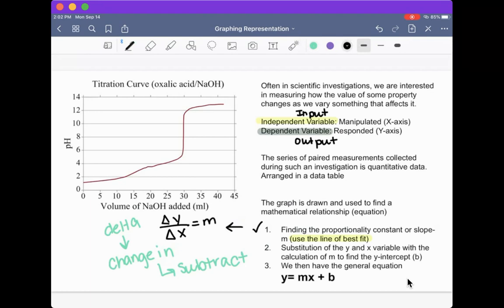The next thing that we're going to do after we find our slope is we're going to substitute the x and y variable with the calculation of m to find our y-intercept, our b. Okay, and then once we do that and substitute into y equals mx plus b, find our b, and then we will have our general line equation. And this equation is really important because in science it tells us the relationship between x and y.